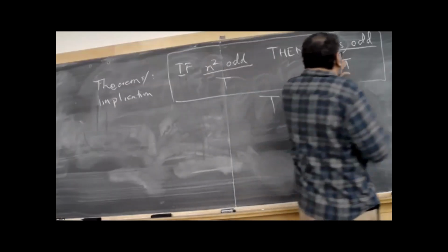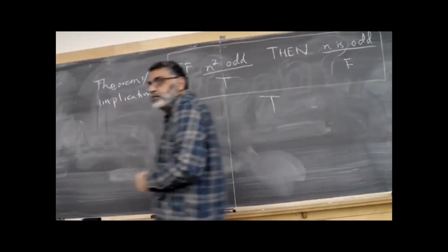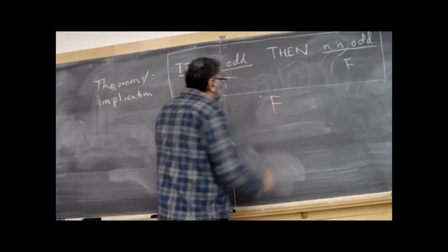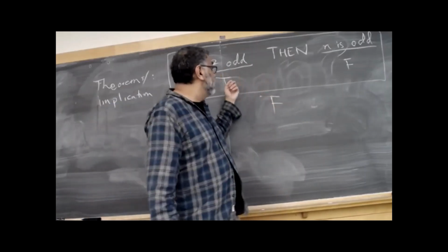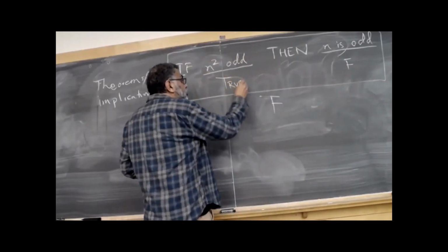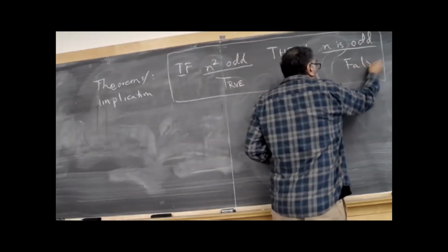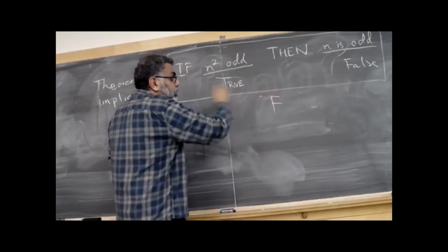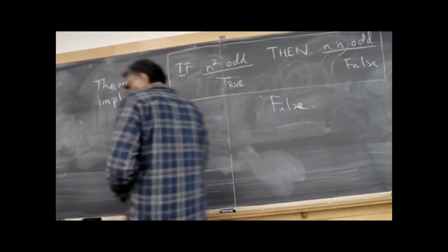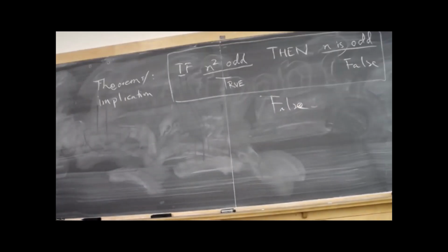Okay. What if I put this? Is this true now? It is not valid anymore because we always need two T's. One true here and true here. Write that out here. True, false. Then the whole implication is false. Okay, all right. So that is an example of an implication that we will be calling a theorem.